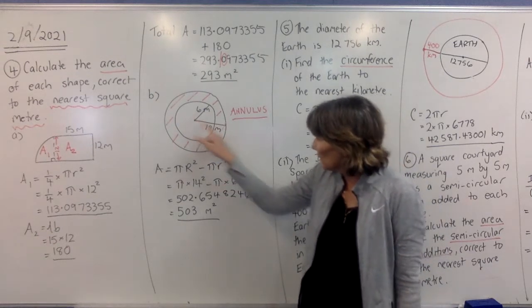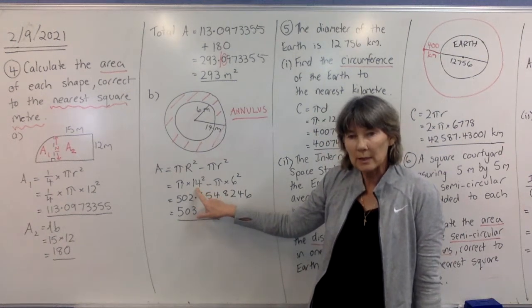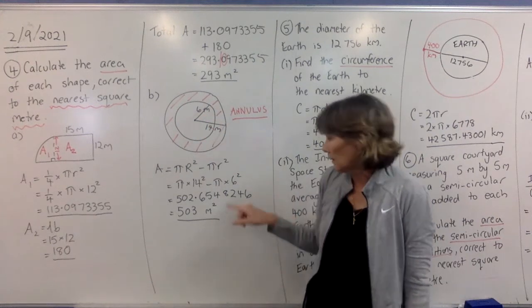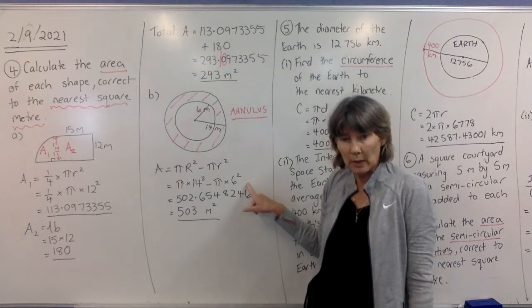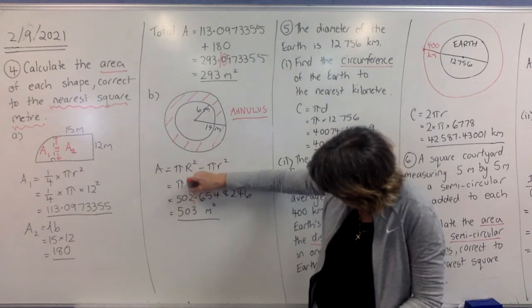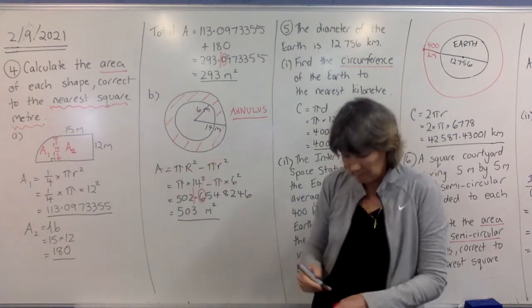So our radius for our big circle is 14. So we're going to do pi times 14 squared minus the radius of the little circle is 6. So minus pi times 6 squared. And then just work it out and round off to your nearest whole number. That's a 5 or more, so this goes up by 1.